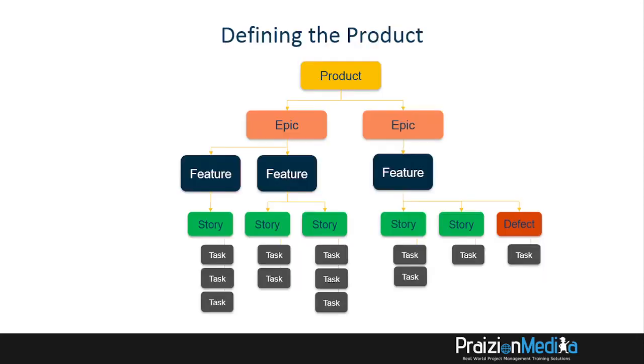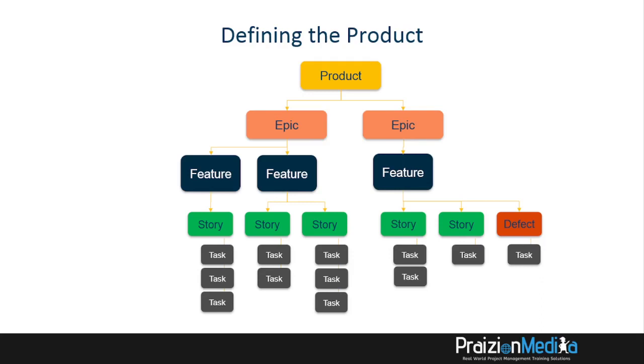So at the very high level, we've got the product. You could call that the deliverable, the ultimate goal, whatever you're trying to do. Under that, we have a big old chunk of functionality known as an epic. And an epic could be described as a large user story, if you will. But it's really more like a huge chunk of functionality. It doesn't need to be written in a story format.